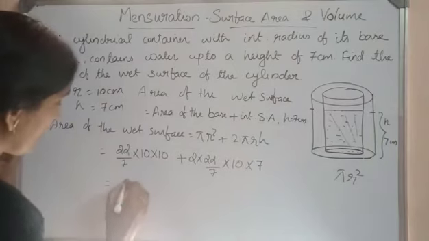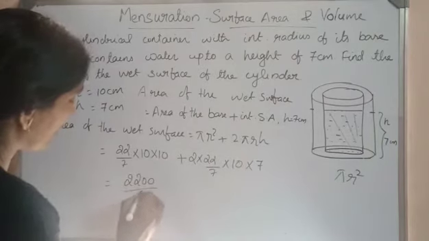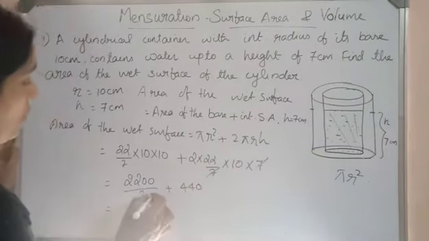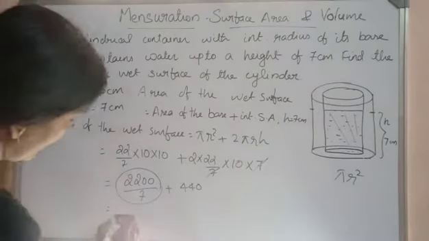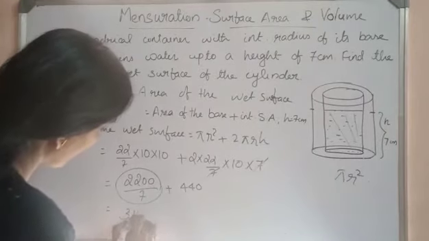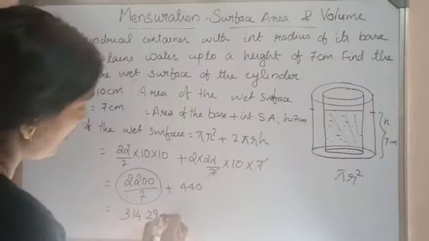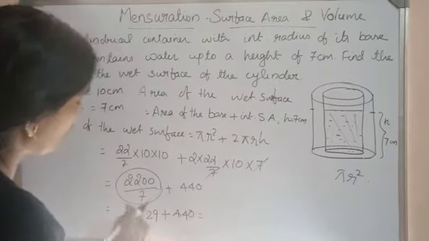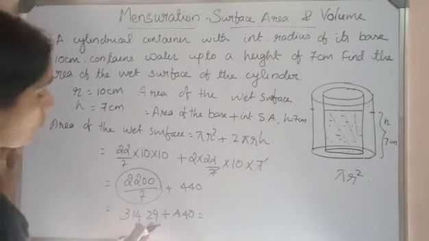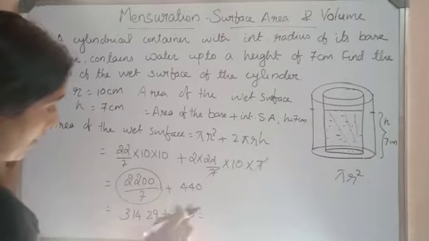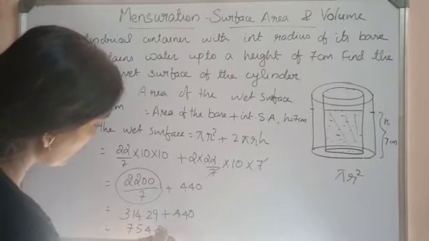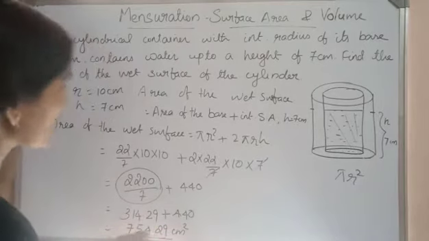Now on simplification we will get this as 2200 divided by 7 plus 440. On dividing 2200 by 7 we will get this as 314.29 plus 440. So when you divide 2200 by 7, you get the value as 314.29 after rounding off to 2 decimal places, and this is 440. By adding these two, we get the value as 754.29 centimeter square. This is what we have to find.